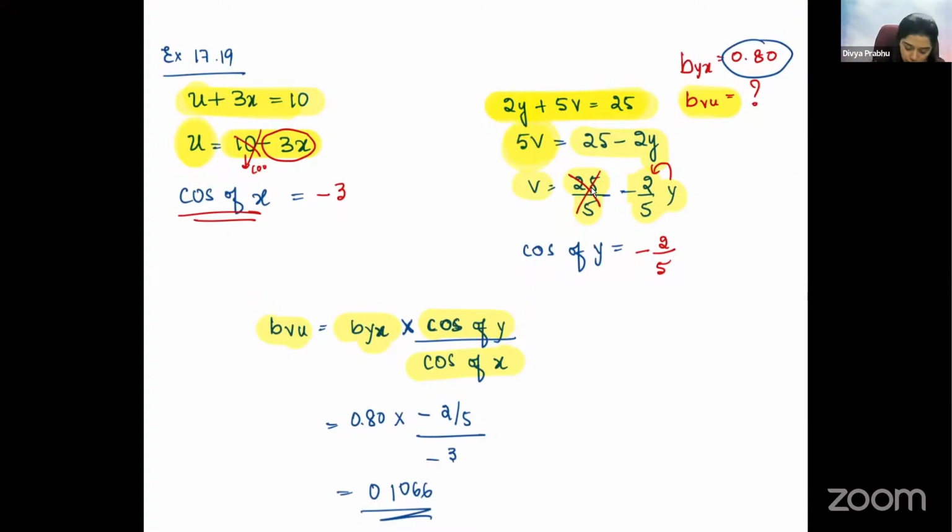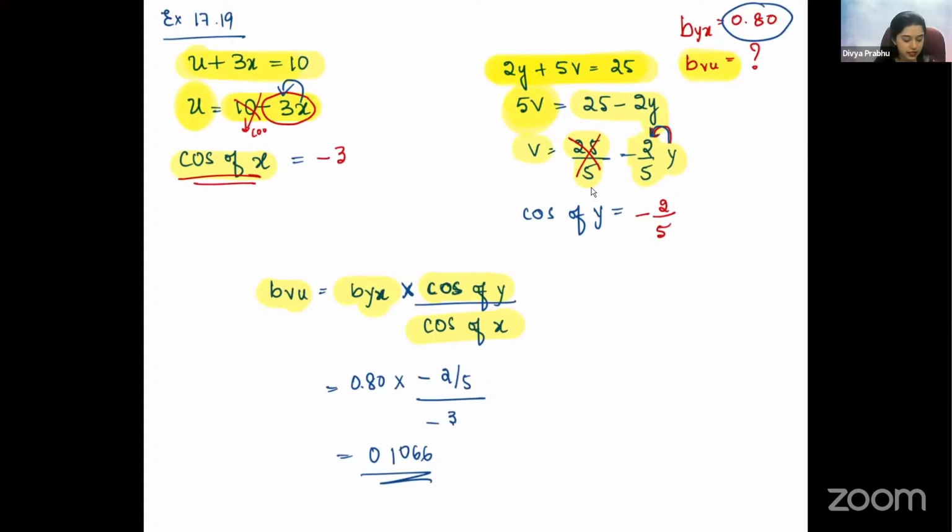Then you see what is the change of scale of x. That is minus 3. Similarly, what is the change of scale of y, which is minus 2.5. Once you get that, you can substitute in the formula. Very, very easy.